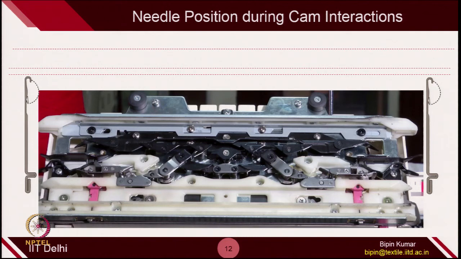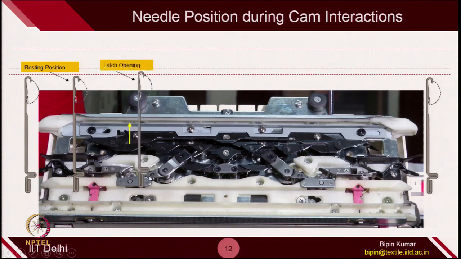So let's see what exactly is happening when the butt is positioned at different locations inside the cam jacket. The butt is entering, and for some time the needle remains in the same position because the path is clear, and after that it hits the raising cam. This is where the latch starts to open. Since the needle is holding the old loop and it is rising, the old loop slides down on the latch and the latch starts to open.